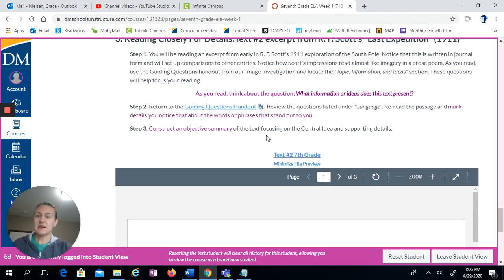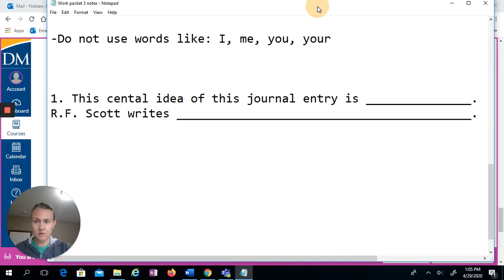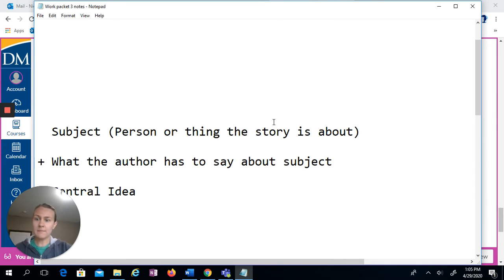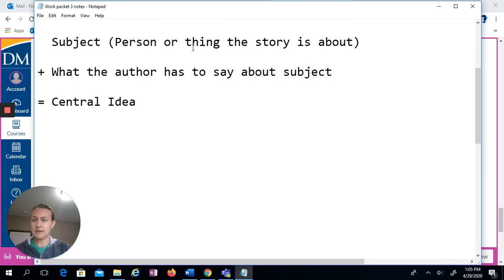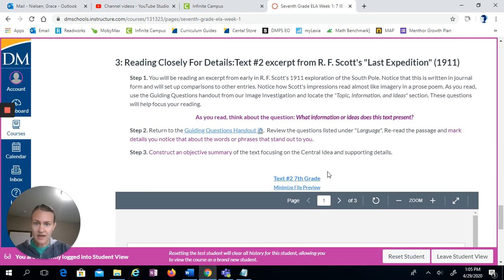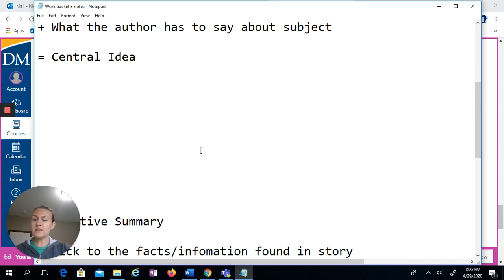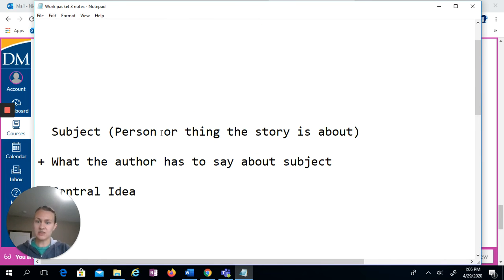All right, step 3. Construct an objective summary of the text, focusing on the central idea and supporting details. We talked about this in last week's video, but we're going to go over it quickly again. Remember, central idea is when we think about the subject, so the person or thing the story is about, and what the author has to say about the subject. So what was R.F. Scott talking about in his journal entry, and what does he have to say about that?